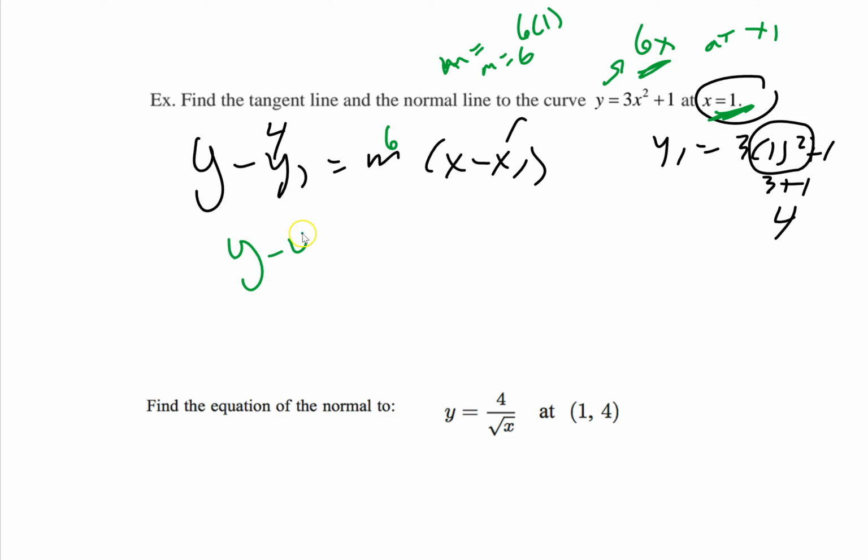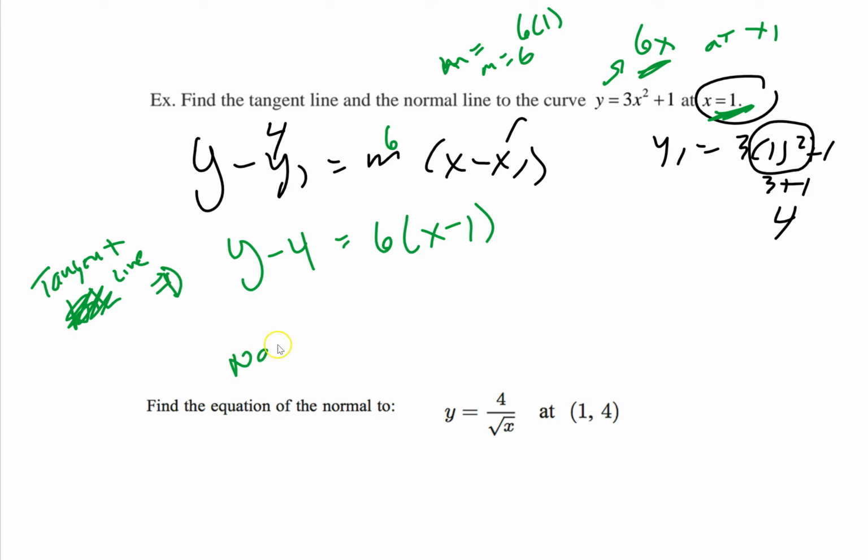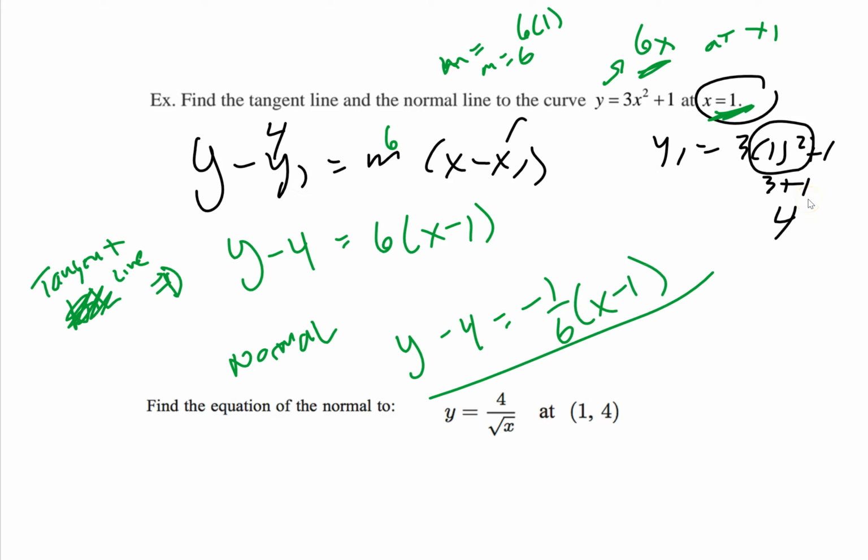That is the equation of my normal line. Sorry, not my normal line, it's my tangent line. Don't tell anybody, I messed that up. So for my normal line, all you do is change that thing, and you get y minus 4 equals negative 1/6 times x minus 1. All done.